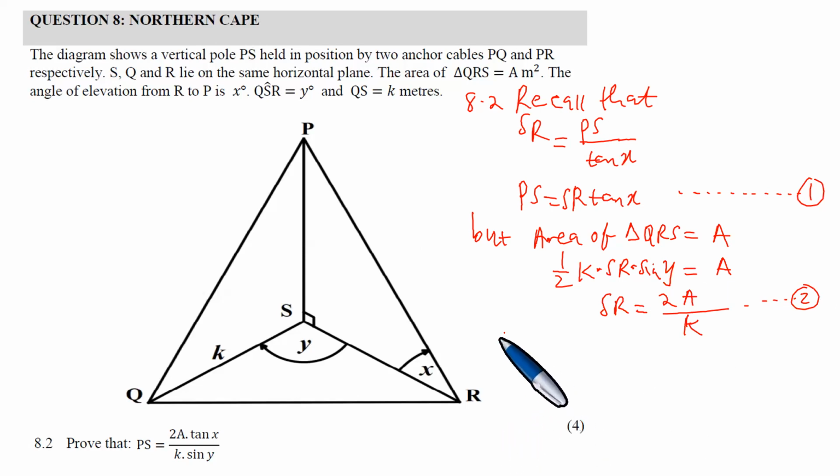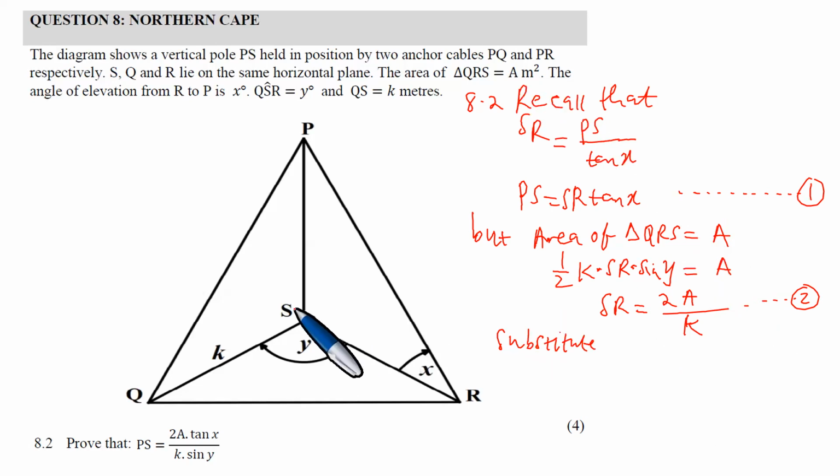And now we tell them and say we substitute. Oh, sir, you lost me after we said the area of triangle QRS is A. We agree the area of triangle QRS is A square meters, which I wrote only as A because the square meters are just going to be a disturbance for us. Okay, so we just need to deal with the area.